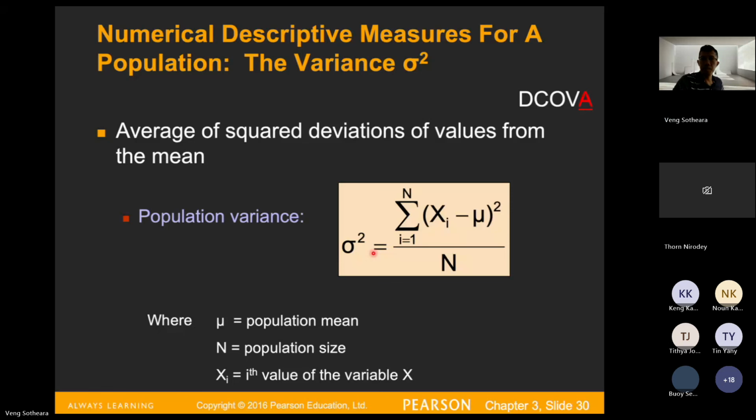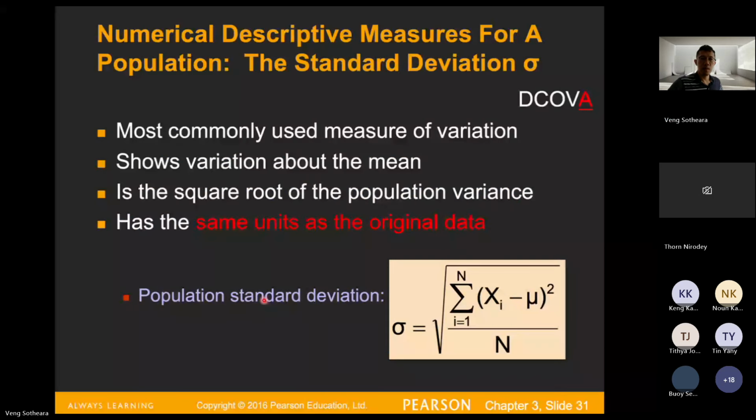But please keep in mind that any measure that belongs to the population, we always use Greek, okay? While that which belongs to the sample, we use Latin, okay? And when you take the square root of this, you will come up with the population standard deviation. But this time, it is the measure of the population, everything. Okay? Population is everything, not just something.